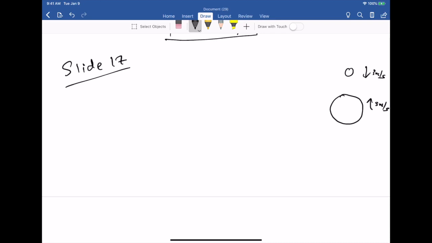After the collision, the large ball continues to move upwards with a slower velocity. So this is before. And after the collision, the large ball continues to move upwards with a slower velocity of 1.91 meters per second. And you have to find out what is the velocity of the smaller ball.